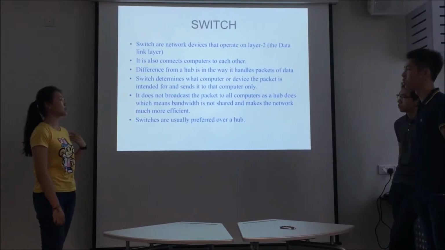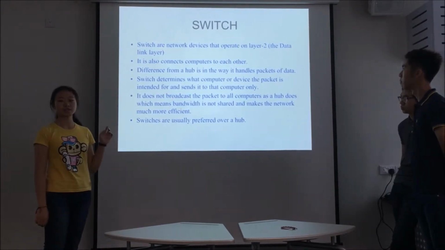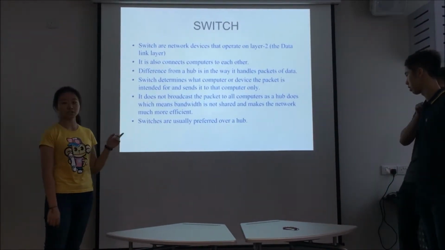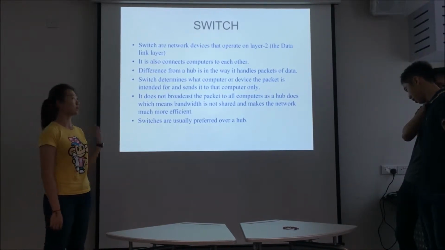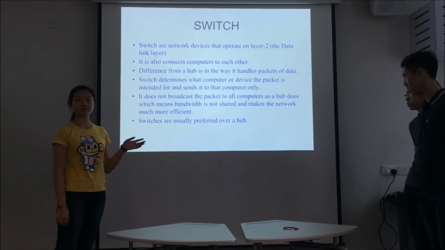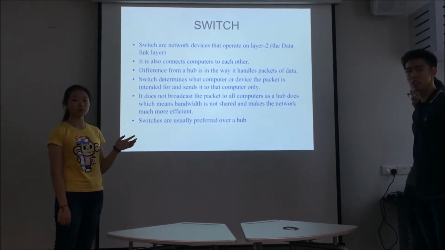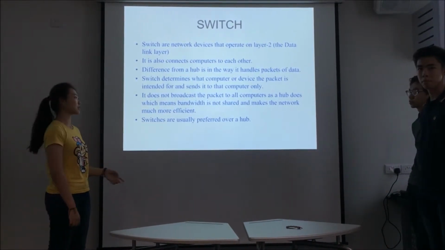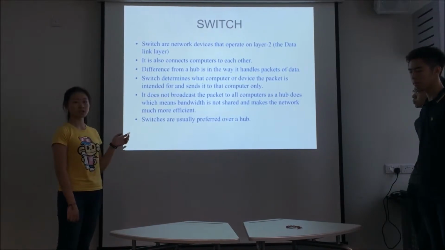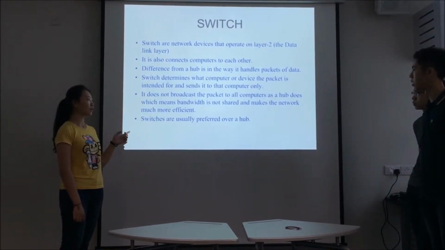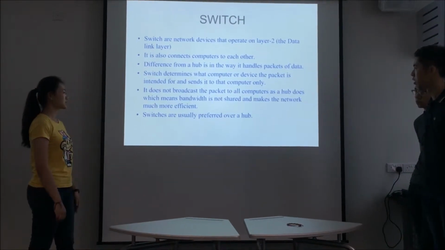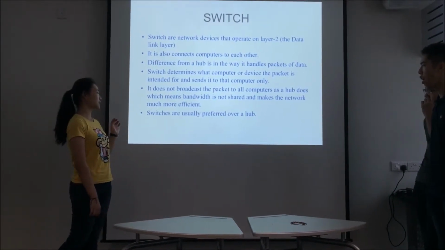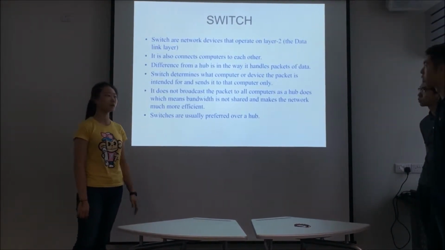And this one is a switch. A switch is a network device which operates on the second layer, the data link layer. It will also connect computers to each other. But the difference between the hub and the switch is the way that it handles the packets of data. The switch determines which computers or devices the packets are intended for and sends them to the specific computers only. It does not broadcast the packets to all the computers as a hub does, which means the bandwidth is not shared and it makes the network more efficient. And the switch is also usually preferred over the hub.